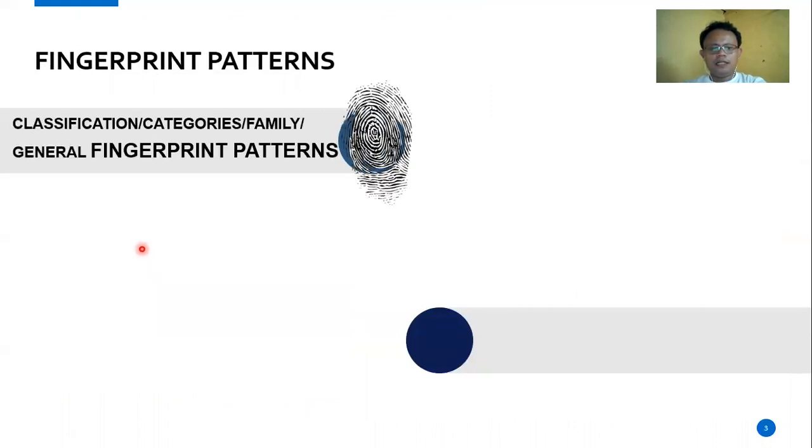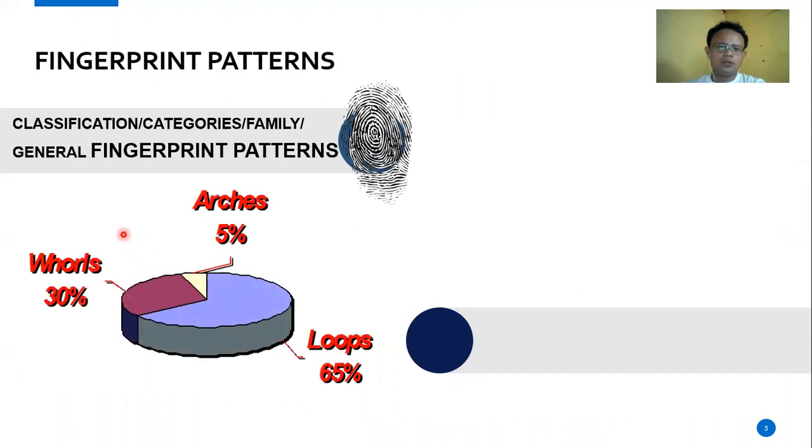There are three classifications, sometimes called categories, sometimes called families, or others call them general fingerprint patterns. We have the arches, the loops, and the whirls. For their frequency, arches is the lowest. It means that out of 100 persons being subjected to fingerprinting, only 5 of them have the arch pattern. And the largest frequency of the pattern is the loop, which has 65%.